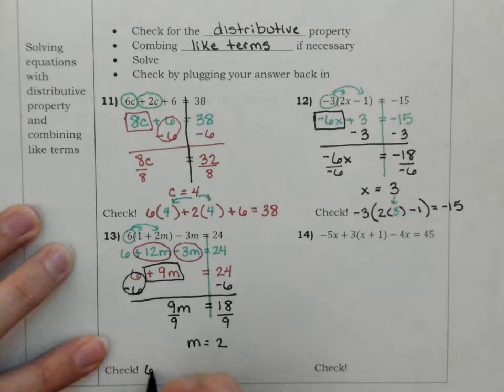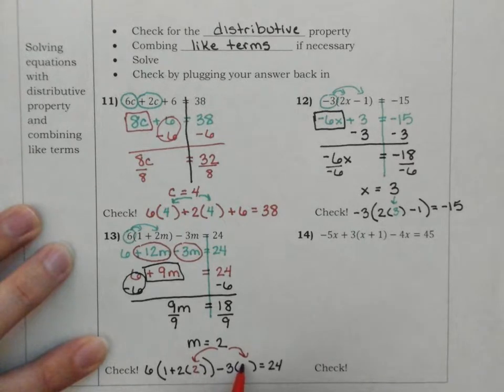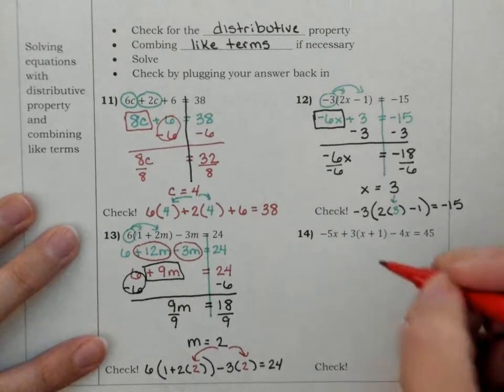It would be 6 times 1 plus 2 parentheses minus 3 parentheses equals 24. And everywhere I put those extra parentheses, that's where the variable m was. And that's where I will put my 2, and I would type that whole thing into the calculator and check it. All right, last one.